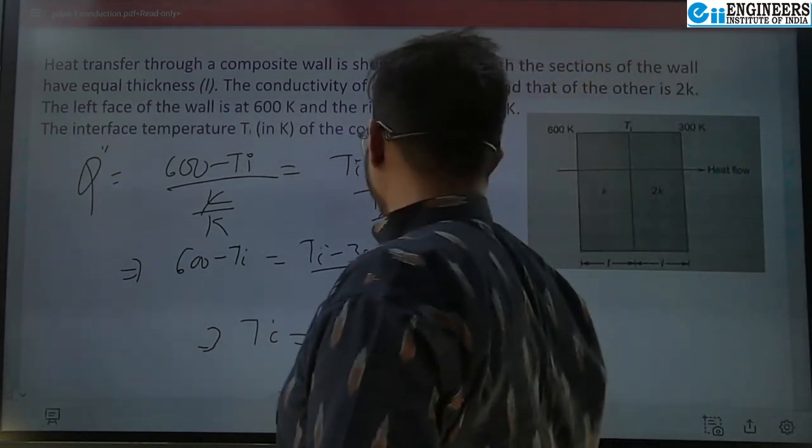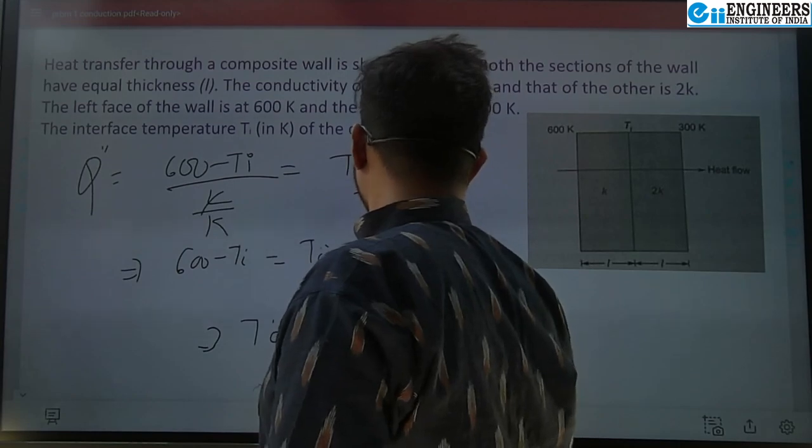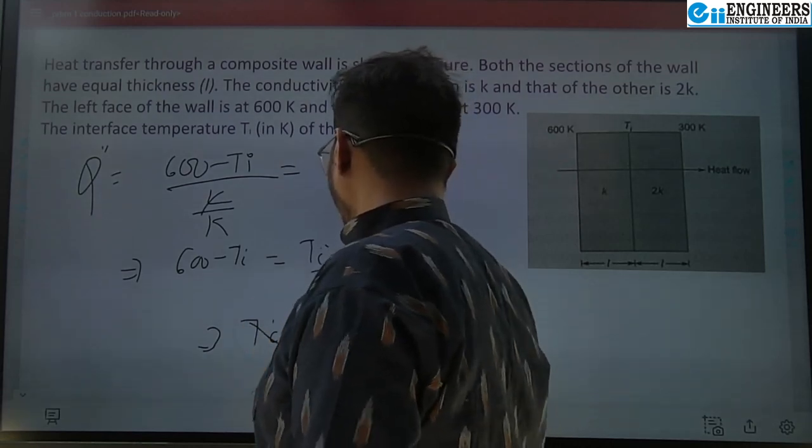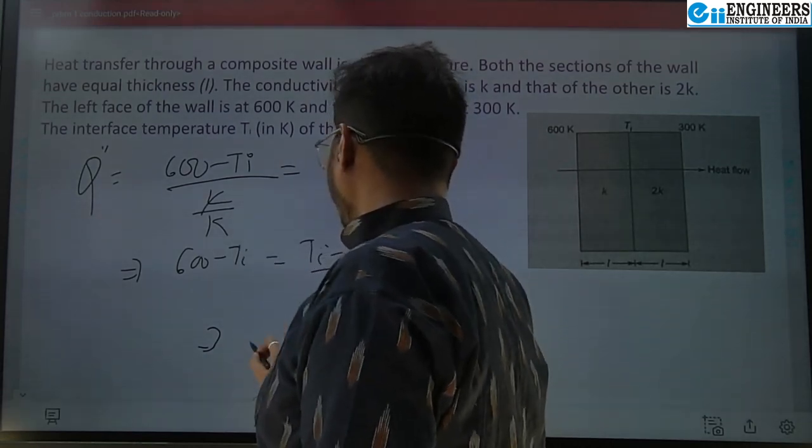What will be this Ti? K gets cancelled, the L's cancel, this 2 will come up. Then what can we write over here? So what can we write over here?